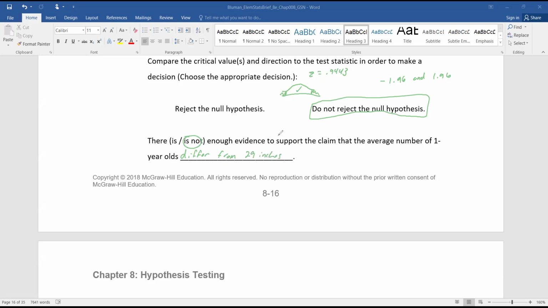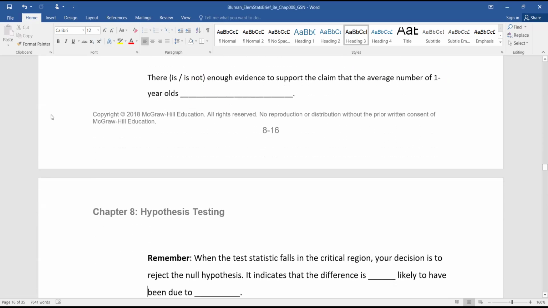And again, because we could not reject the null, then we cannot accept the alternative hypothesis. So we just simply say there's not enough evidence to support the claim that there is a difference in 29 inches. All right. So that is how you do a test right there. So now you've got the formula, you've got the whole process.